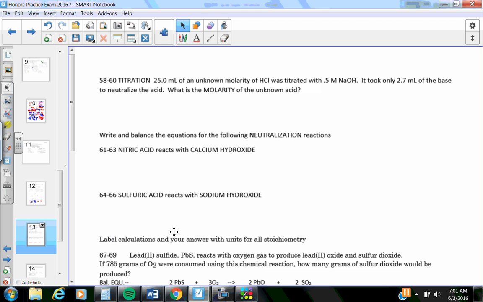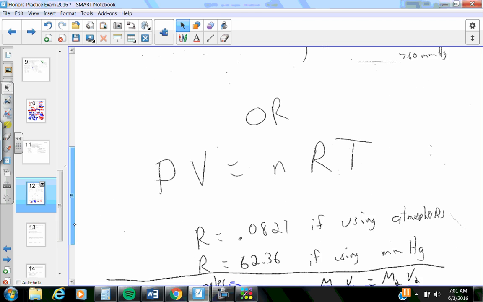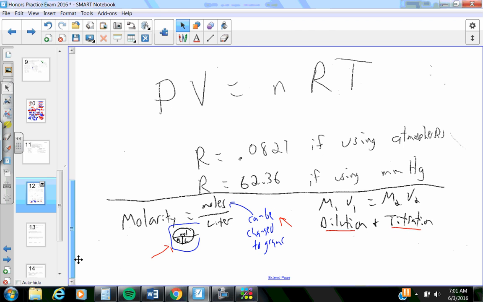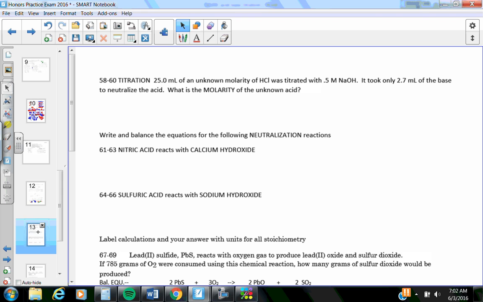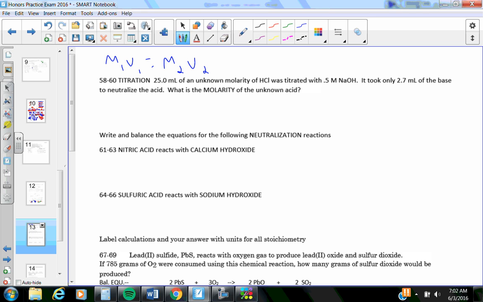Page 4 is going to start off with some titrations, so I'm going to need this formula again. Only this one, it looks like it's the dilution titration, but it's actually the dilution formula. It's actually going to also serve as the titration formula. M1V1 equals M2V2, where we're dealing with the hydrogens versus the hydroxides.